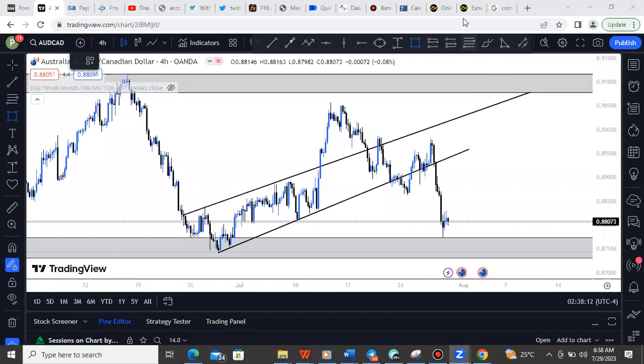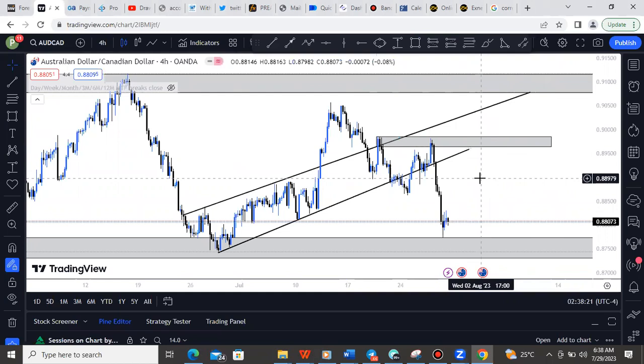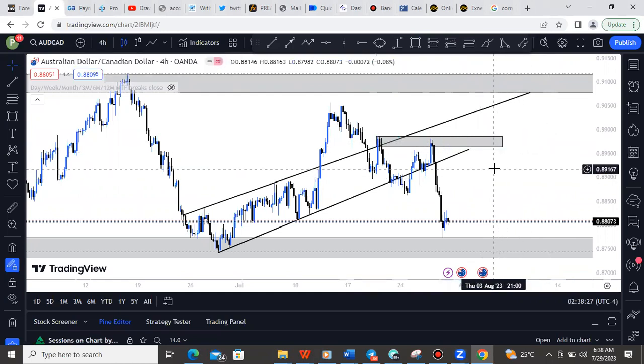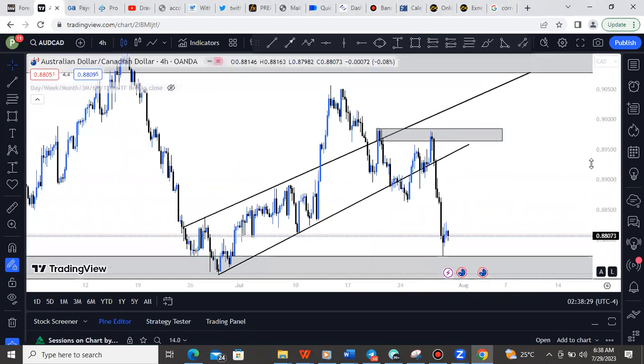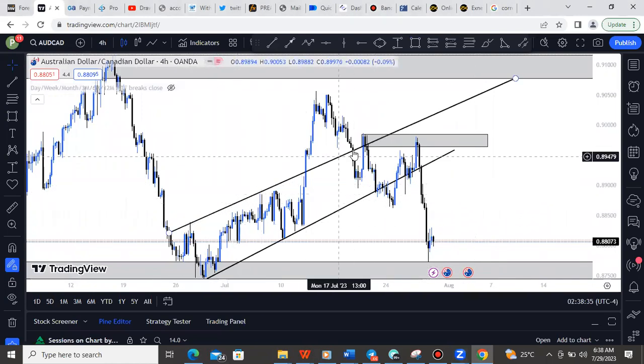So what is confluence? Confluence is basically the meeting point of more than one strategy, or where two or three traders meet. Over here, you can see that we have our dynamic resistance, and in the same place we have our horizontal resistance. So this is a confluence zone.